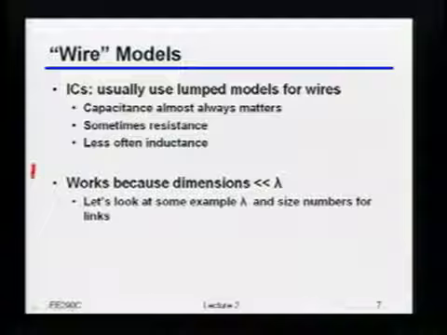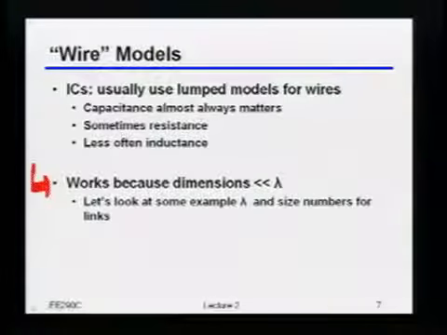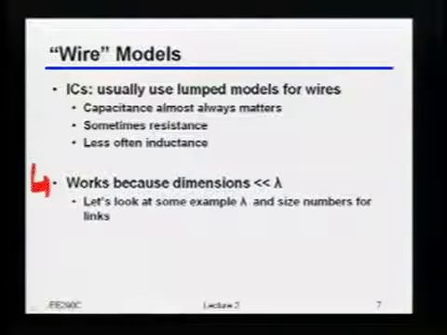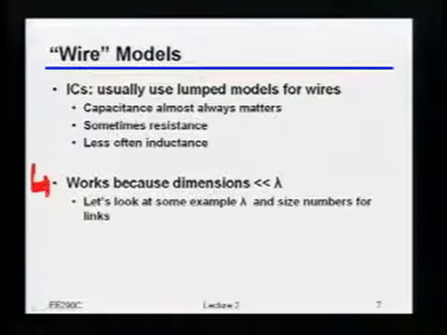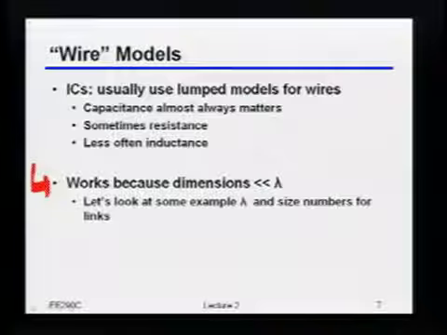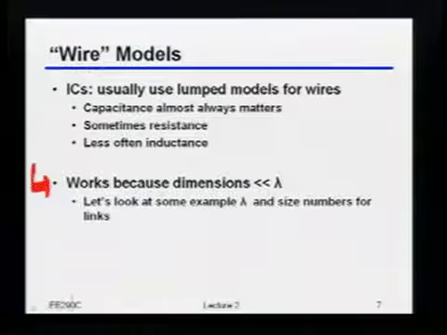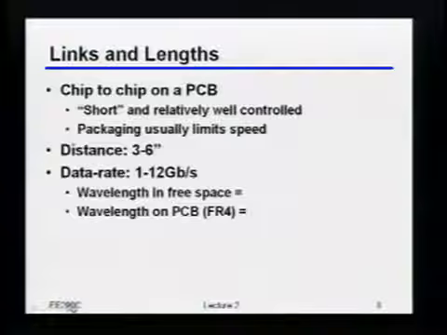Of course, the trick is that making things lumped only works because the dimensions you're dealing with are much, much smaller than the wavelengths of interest. So to clarify what I mean by that and give you some more examples, let's look at some example wavelengths and actual size numbers for the links we're going to be talking about, just to give you an idea of where things stand relative to each other. What I'm going to do now is talk about three typical types of links that you might see out there, and look at the typical lengths and data rates you'd be working on.